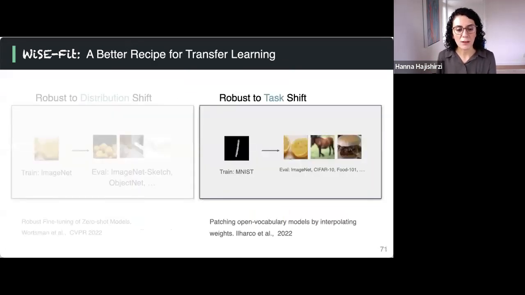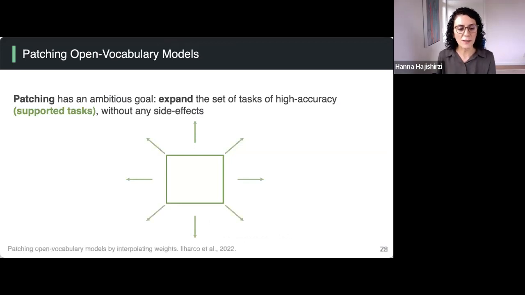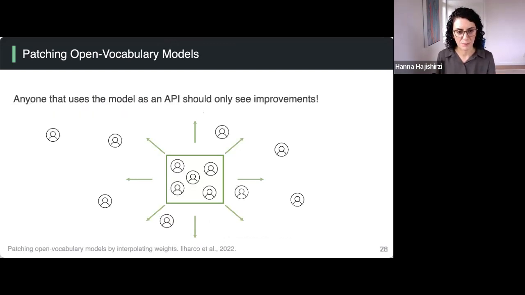Now let's move on to a more complex setup where we want to see how to build models that are robust across tasks. In particular, what we want is to have a model that achieves high accuracy across many different tasks. We call this patching. Patching has an ambitious goal. The goal is to expand the set of tasks that the model supports with really high accuracy. Basically, what we want is that anyone that uses this model should see some improvements.